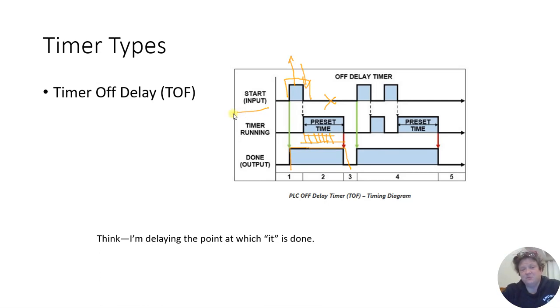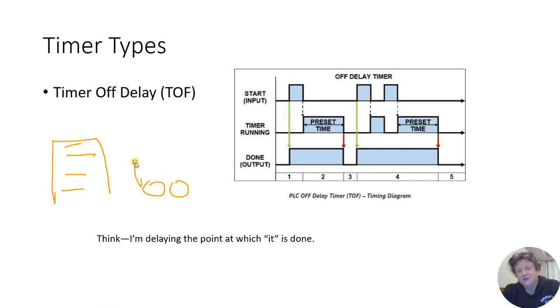So an example of that would be, if I have a garage door and it's closed and I drive up to it, then I want it to open, and I want it to stay open long enough for me to drive in, and then give me X amount of time over here before it closes again. So that's kind of the way I think about a TOF.